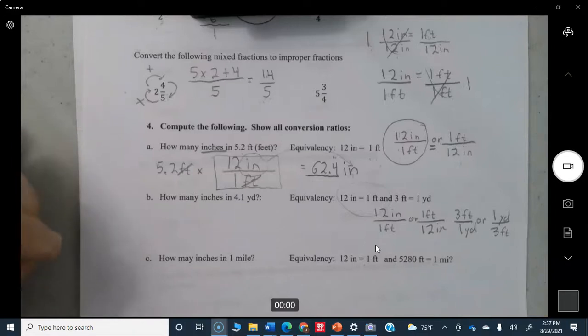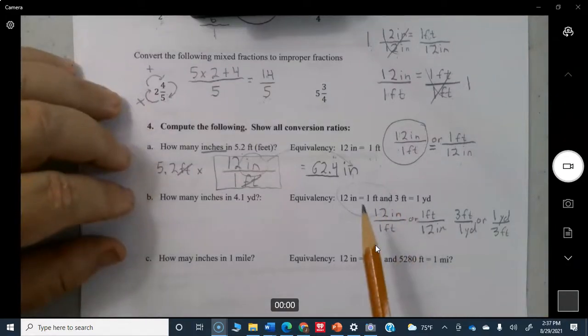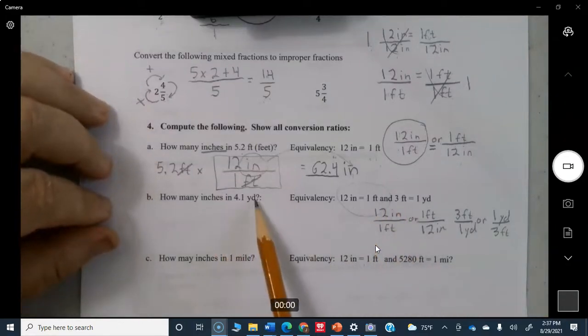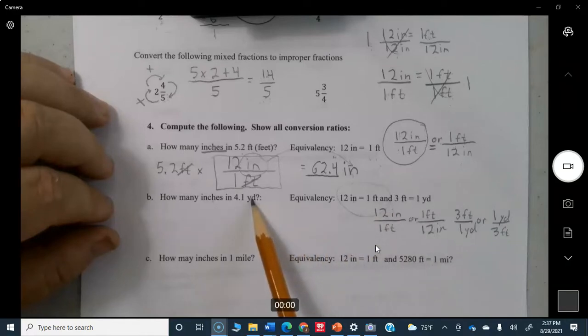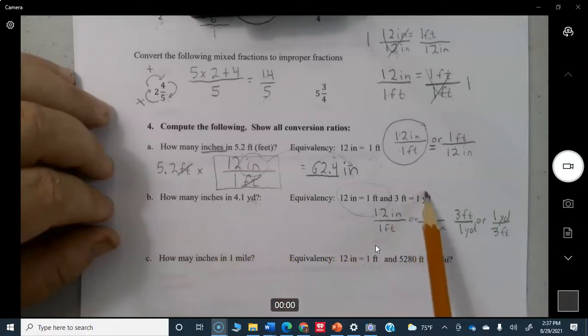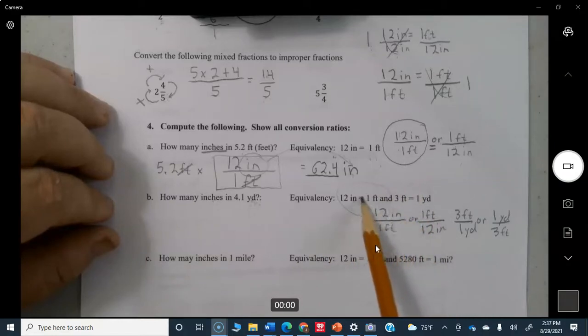Okay, so we're going to need two conversions. Why? Because it's asking how many inches are in 4.1 yards. Well, neither of these gives us a relationship between inches and yards. So what we have to do is go from yards, which is what we were given to start with, to inches, which is what we want to end up with. So we need to go from yards to feet. This equivalency gives us that relationship. And then we have to go from feet to inches. This equivalency gives us that.